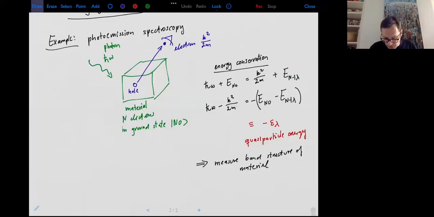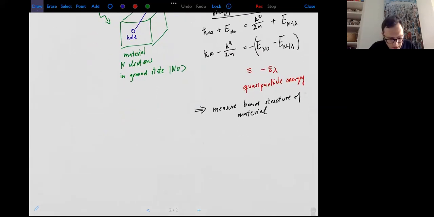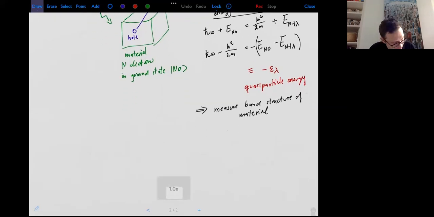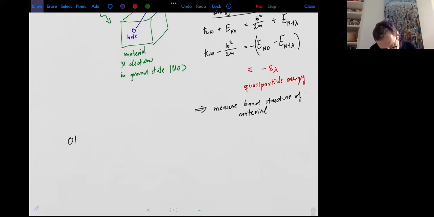All right, but of course, photoemission spectroscopy is just one technique that probes these so-called quasi-particle energies. There are many other techniques that probe similar quantities. There's something called inverse photoemission, where you actually shoot an electron at the material and measure the light that comes out.